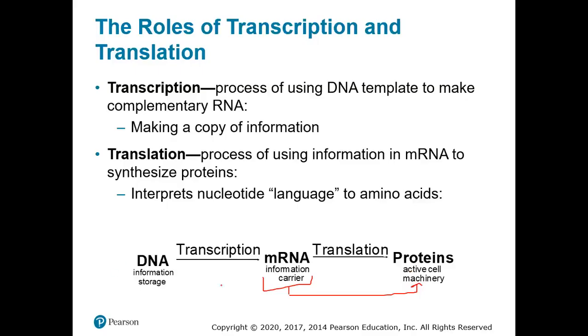So this is our new updated central dogma. We're not quite done yet. We're still going to add some more. But now we've identified what these arrows mean. DNA to RNA, transcription, make a copy. RNA to protein, translation.